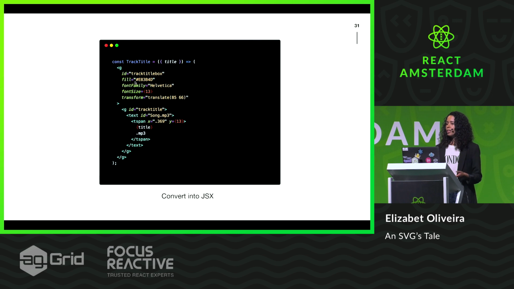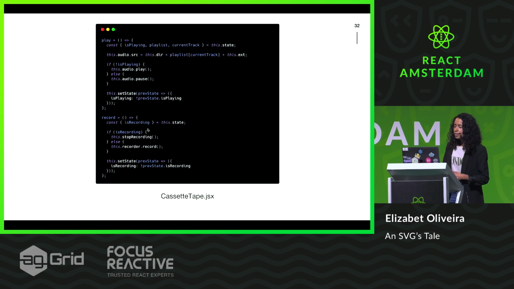And then this is a basic example of when you convert the SVG to JSX. As you can see, it's very similar to the real SVG, the only difference is that instead of having font-family, we have camel case fontFamily. And the good thing is we can actually pass props and state and all of these things. This is an example in the cassette tape where I have the play and the record function. So basically here I'm just playing with the state. I'm checking if the cassette tape is playing, in the playlist where the current track is, and if it's recording or not.